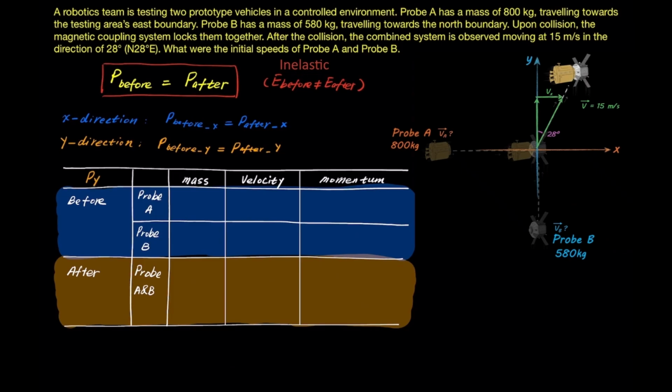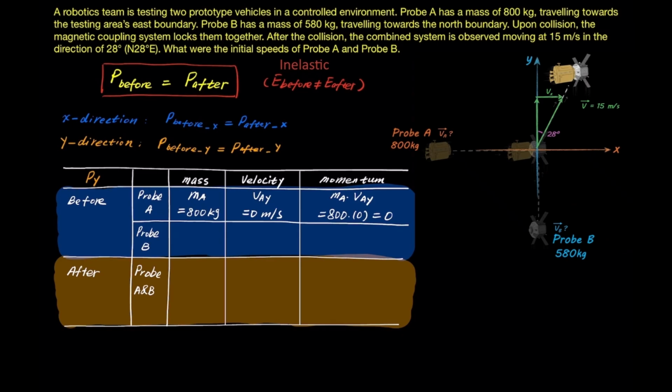For probe A, its mass, ma, is still 800 kilograms. However, this time, because probe A is moving directly east, purely along the x-axis, it has no vertical motion. So its y component of the velocity, Vay, is simply 0. Then the initial momentum for probe A is ma multiplied by Vay, which equals 800 kilograms multiplied by 0. So probe A has an initial momentum of 0.